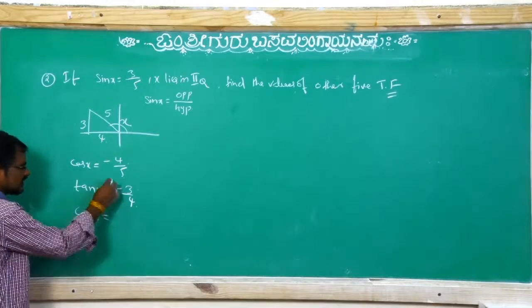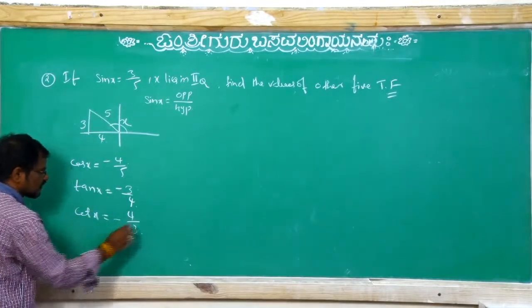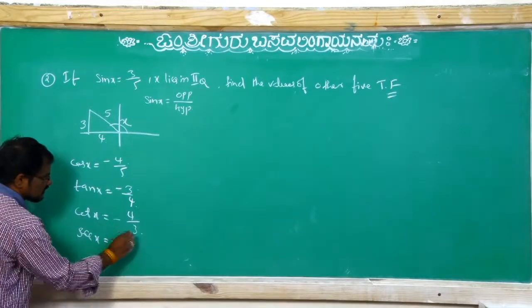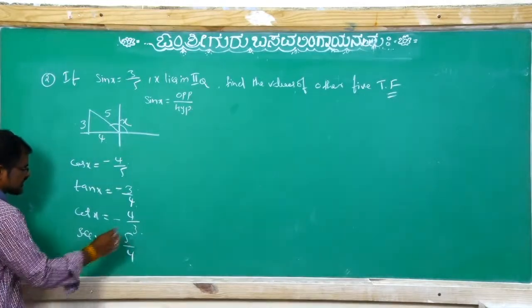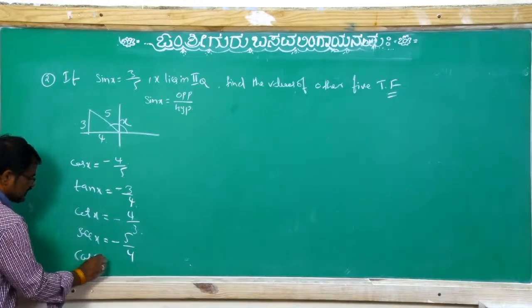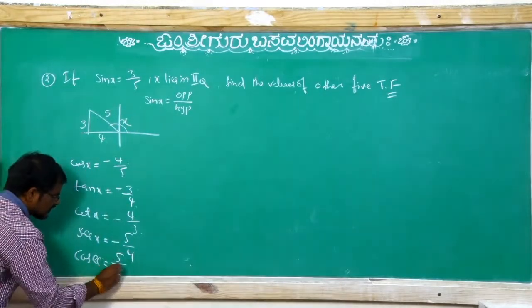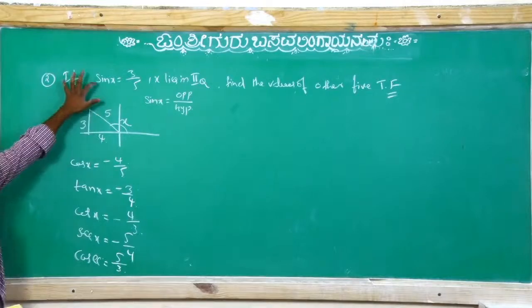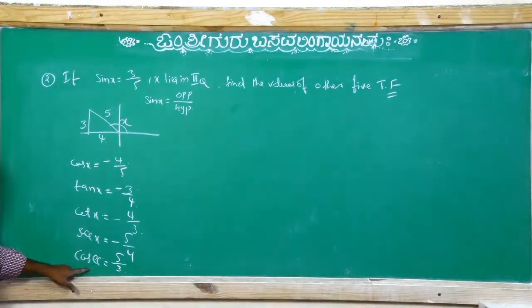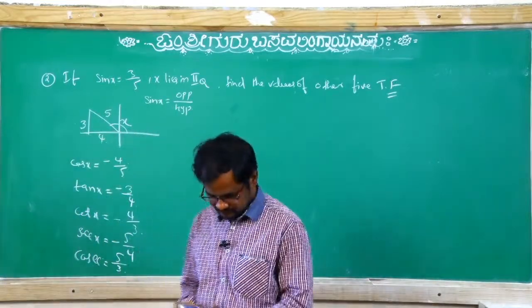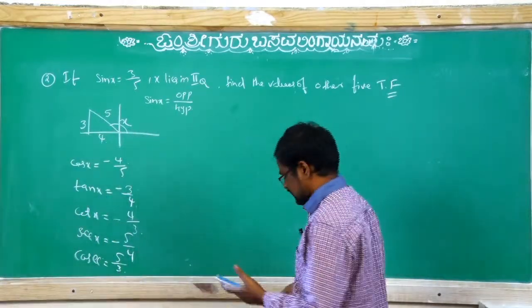Cot x, reciprocal of this one, 4 by 3. Next secant x, reciprocal of this one, 5 by 4, and cosecant x, reciprocal of this one, what? 5 by 3. Once you check, in the second quadrant sine is positive, cosecant positive. Remaining are what? Negative, like this. Next. Do the next problem.